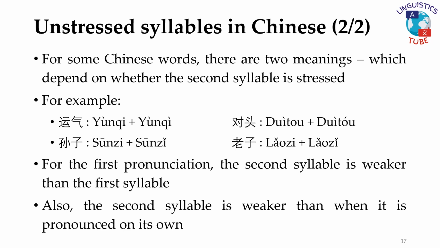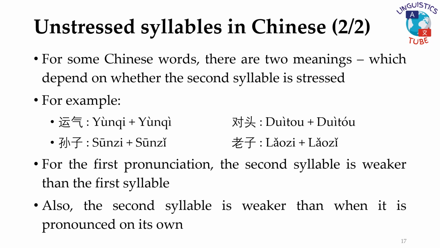Firstly, 运气, 运气. The first is an adjective and a noun, meaning lucky and luck. The second is a verb, and it means to direct your strength to a part of the body. Secondly, 对头, 对头. The first means enemy, whereas the second is an adjective meaning normal or correct.